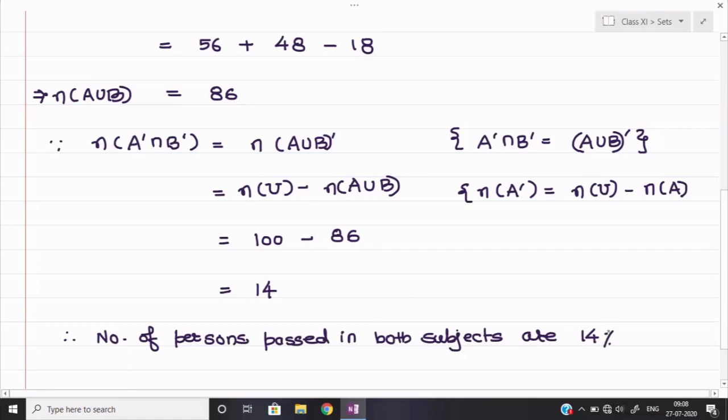Whatever the size of class may be there. Okay, but 14% is only passed.